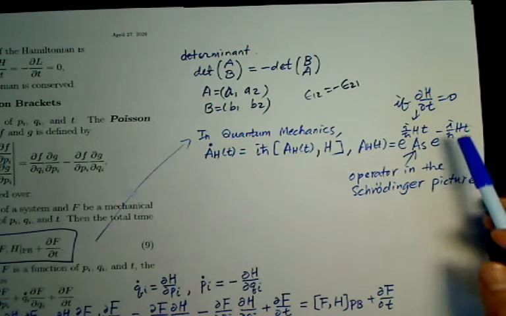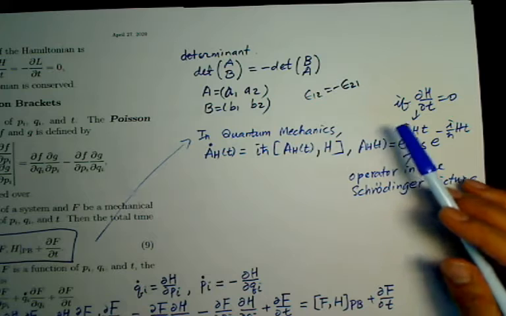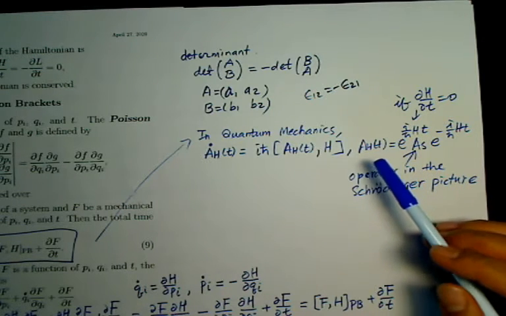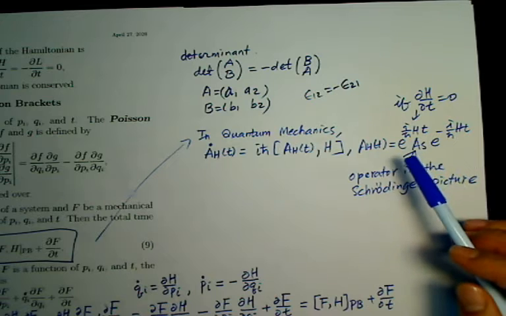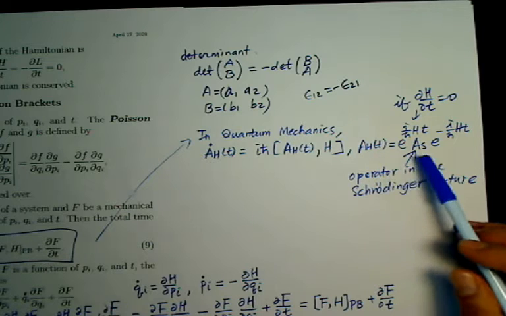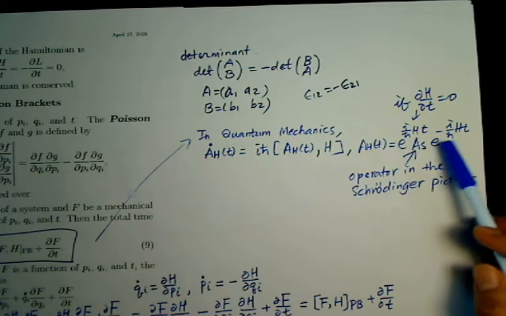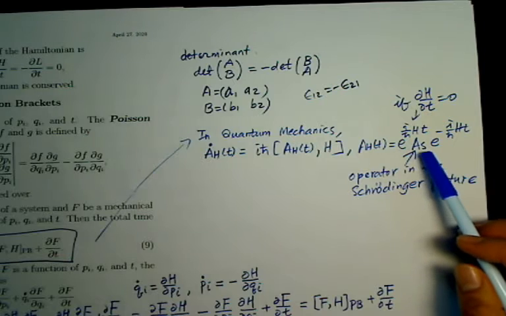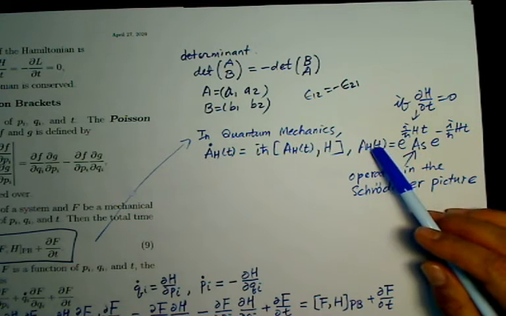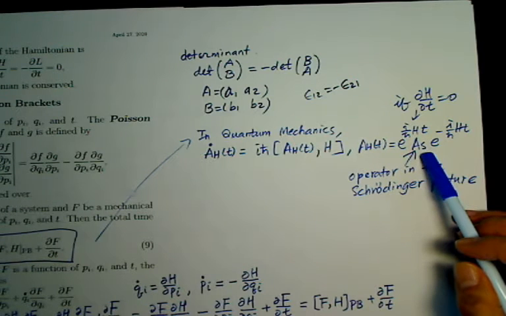If I move this time dependence and absorb it into the operator, this way of describing the quantum mechanical system is called the Heisenberg picture. The Heisenberg picture operator indeed has the time dependence. Sure, the Heisenberg picture operator at t equals 0 is equivalent to the Schrödinger picture operator.